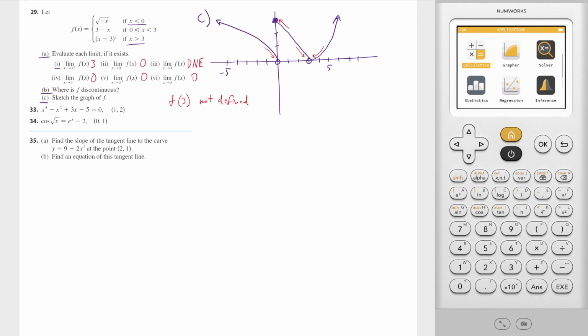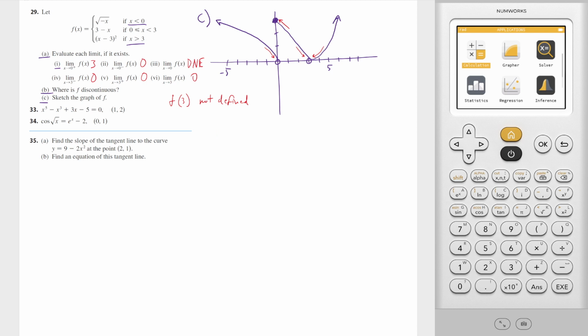However, the limit exists. f(3) is not defined, but as we approach 3 from either direction, we are getting closer and closer to the value of 0, so the limit is defined, even though the value is not defined. And finally, part B.